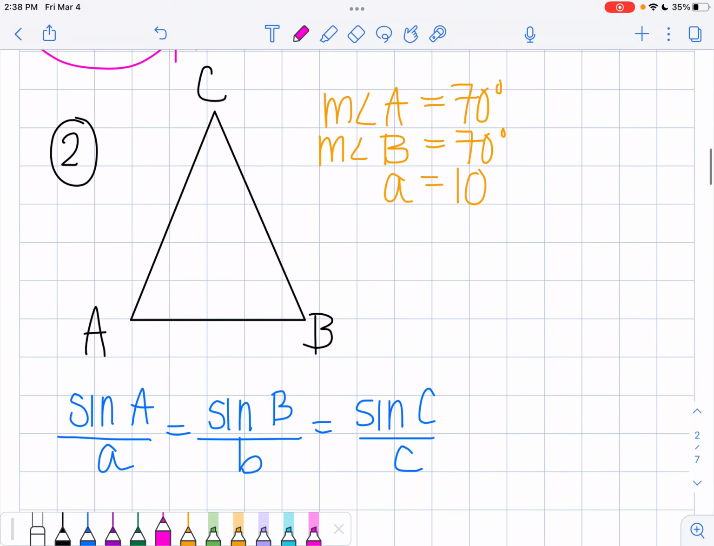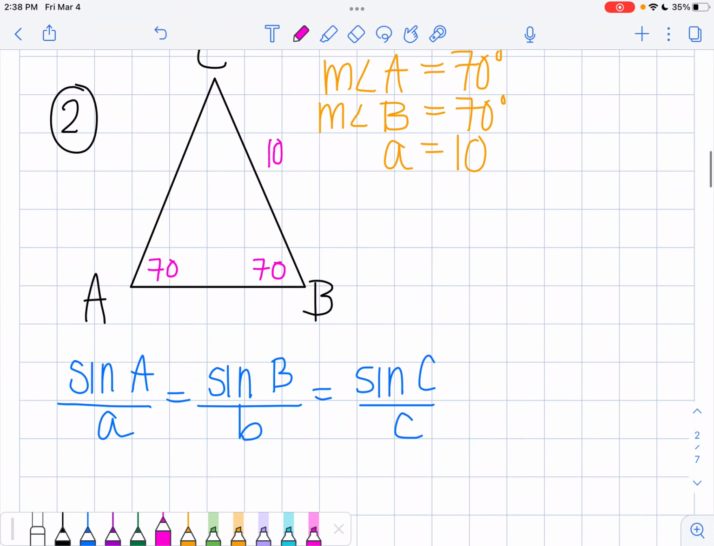Next example. We're going to try to solve for the missing pieces, and I'm going to draw all the information I have in my picture. So the measure of angle A is 70, the measure of angle B is also 70, and little a is going to be this side, 10. Okay, so I'm going to write all the information that I have here. So angle A is 70, angle B is 70, side little a is 10. Okay, so perfect. Right away I have a complete ratio on this one, so that's good.